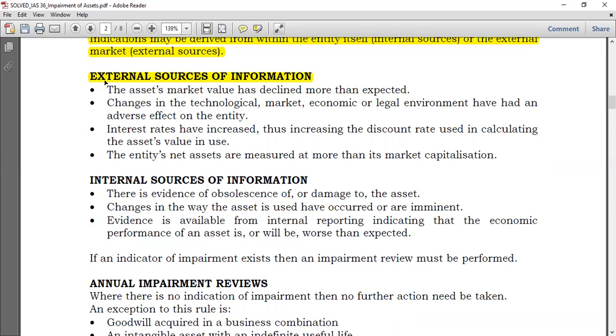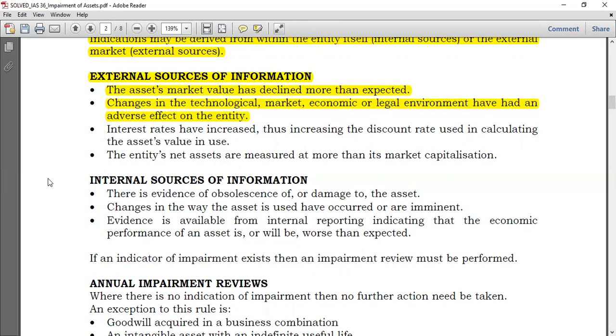All right. So here we go. We say that the asset's market value has declined more than expected. You know, the market value is the basis for computing fair value. So if the fair value falls, that means there is a possibility that the recoverable amount will fall. This is number one. But also changes in the technological, market, economic, or legal environment have had an adverse effect on the entity. Let's say the market has changed, there have been technological changes. There could be adverse effect on the entity, and so the value of what you expect to derive from the asset would have changed.